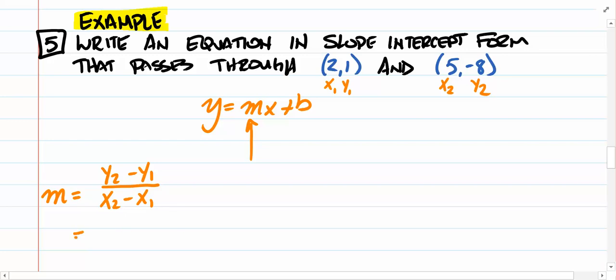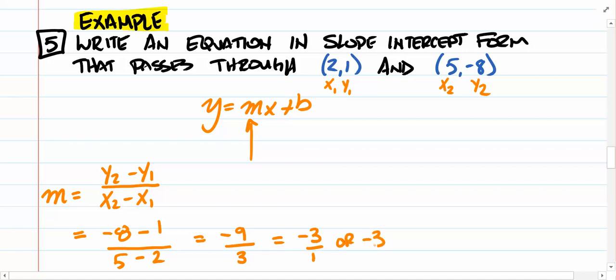Substituting in those values, I could see that the value of y2 is -8, subtracted from the value of y1, which is 1, divided by the value of x2, which is 5, minus the value of x1, which is 2. Simplifying this, -8 minus 1 becomes -9, and 5 minus 2 is 3. This value simplifies to -3/1, or just -3.